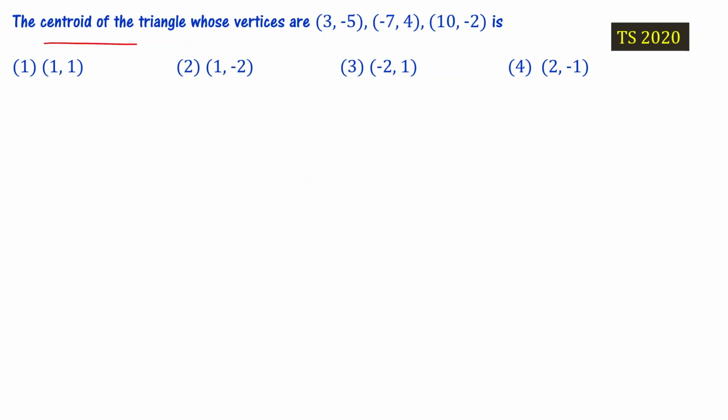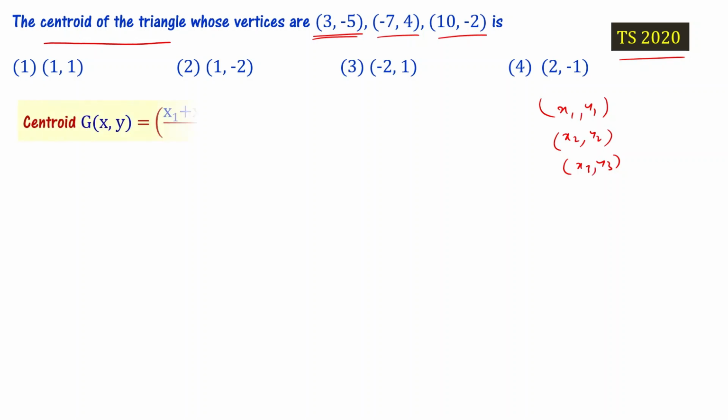What is the centroid of the triangle whose vertices are 3, minus 5, minus 7, 4 and 10, 2 అని ఇచ్చారు. ఇది తెలంగాణ పాలిసెట్ 2020లో ఇచ్చిన ప్రాబ్లం. మనకి centroid of the triangle కి vertices గనక x1, y1, x2, y2 and x3, y3 అయితే గనక centroid of the triangle is defined as x1 plus x2 plus x3 divided by 3, y1 plus y2 plus y3 divided by 3. Okay, so let's start with this.